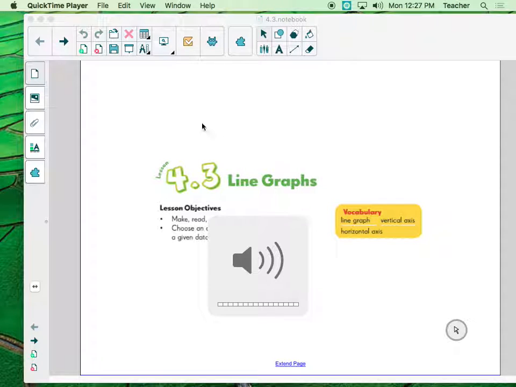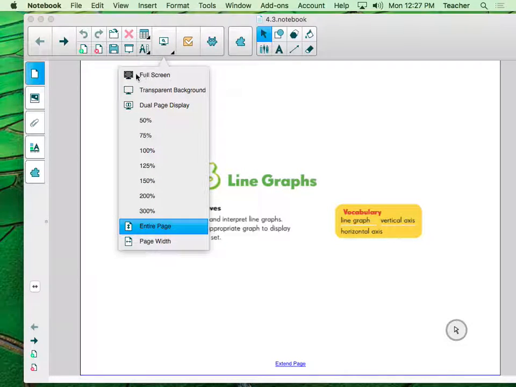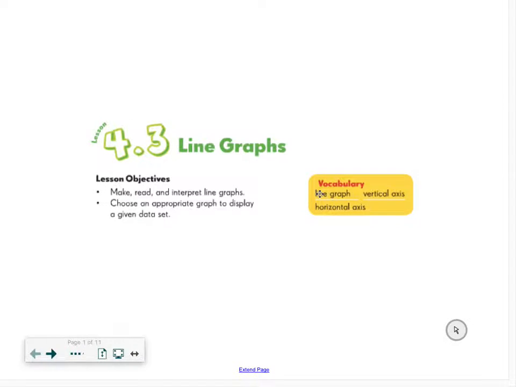Hey guys, okay, this video is going to be about line graphs. The three things that you need to know are, first of all, what a line graph is and when to use it, and what the vertical and horizontal axes are, okay?